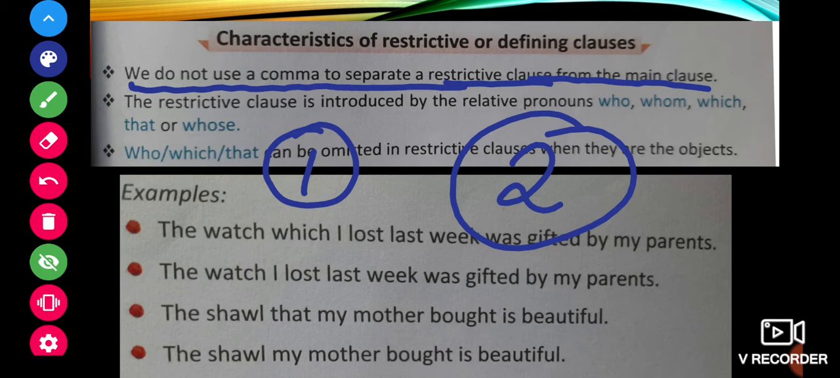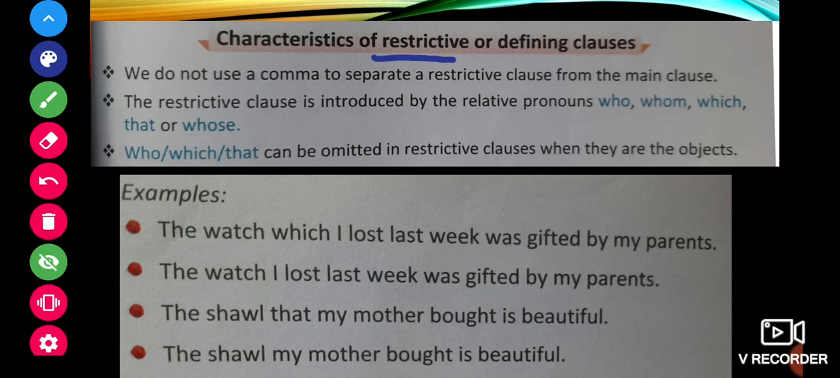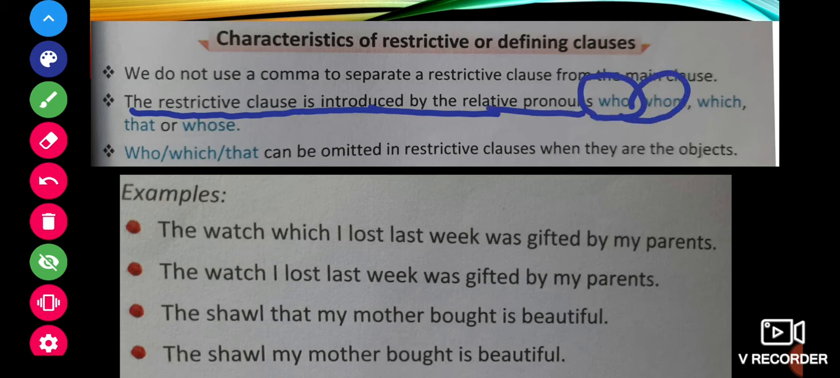So generally these two clauses are separated by a comma. But in case of restrictive clauses, they are not separated by a comma. There is no comma between them. The restrictive clause is introduced by the relative pronouns who, whom, which, that or whose. We are supposed to remember these pronouns.